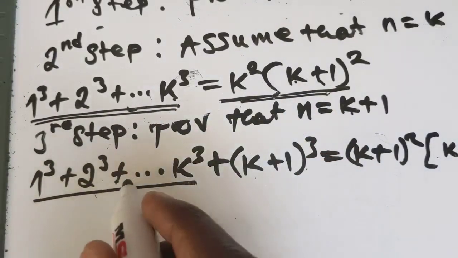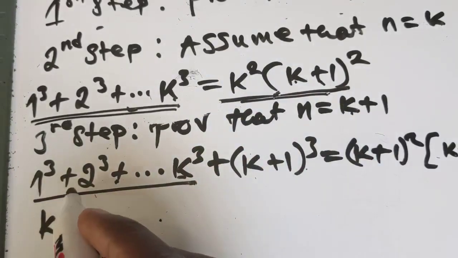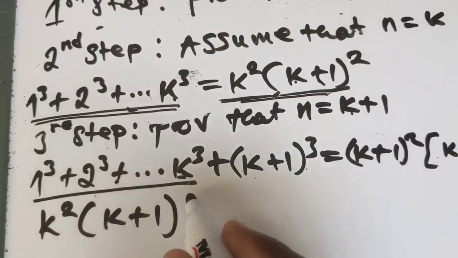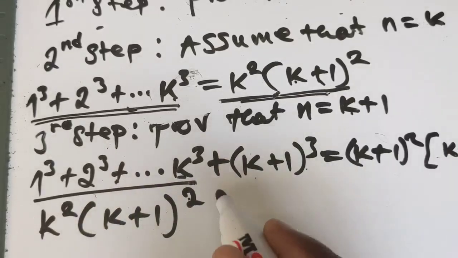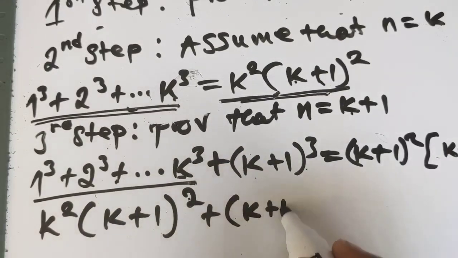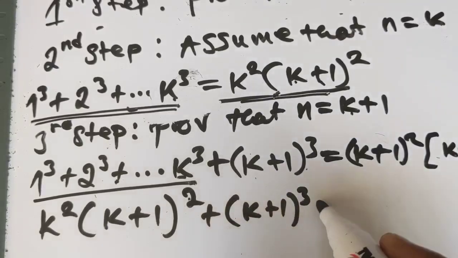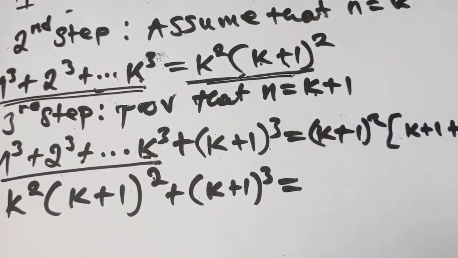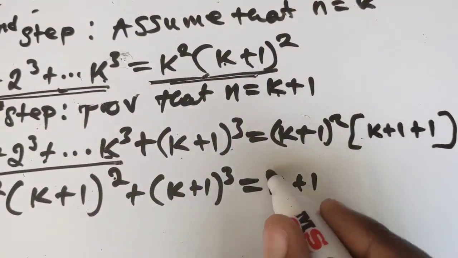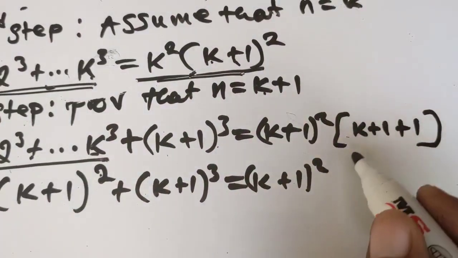So we are just going to replace it by that. So that is k squared, open bracket, k plus 1, to the power 2, plus k plus 1 to the power 3, like that. Then it is equal to, so we just copy this. This is k plus 1 to the power 2 like that. Then this, you just write it.